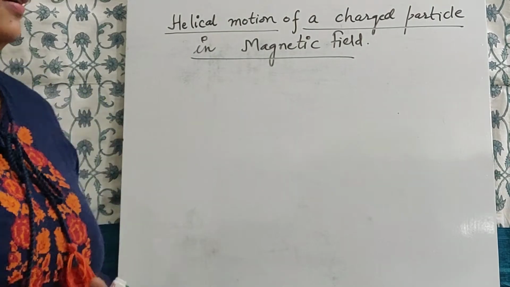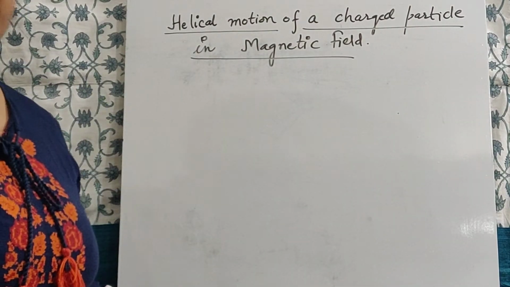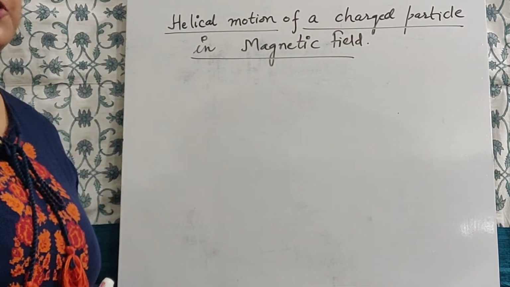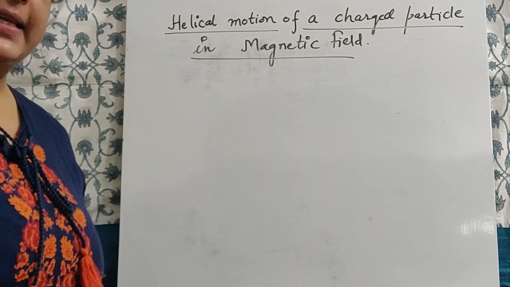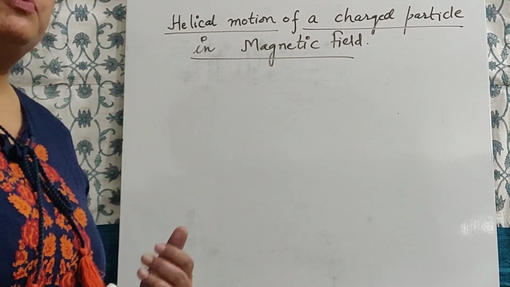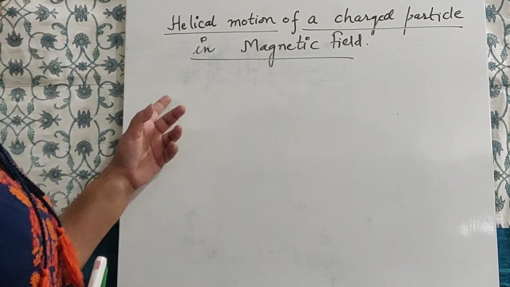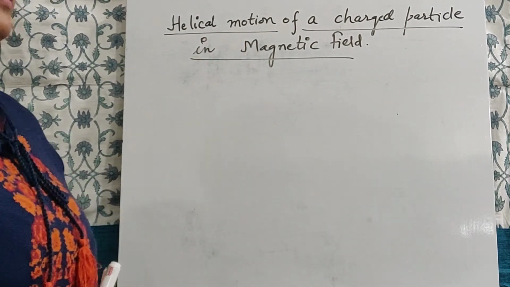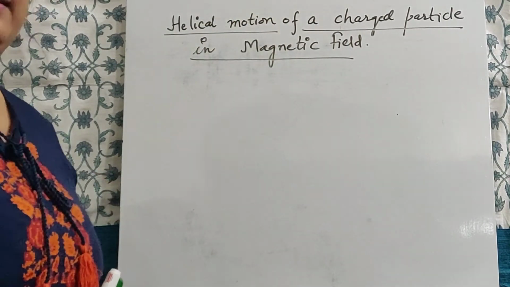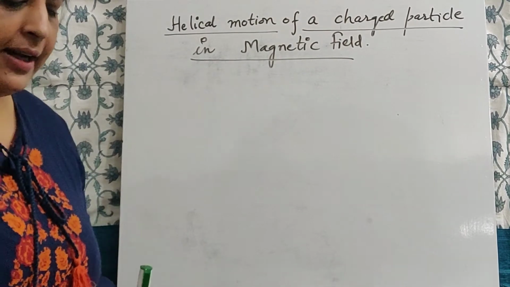Hello everyone. In the previous video we have already learned about motion of the charged particle in the presence of the magnetic field when its velocity is perpendicular to the field. Now in this video you will understand the helical motion of the charged particle in the magnetic field. So this is our case 2.